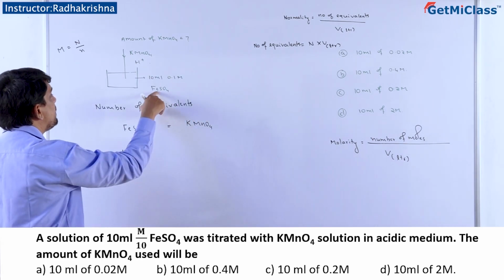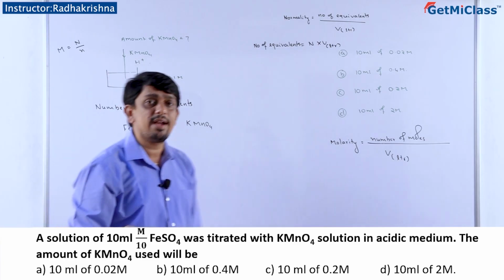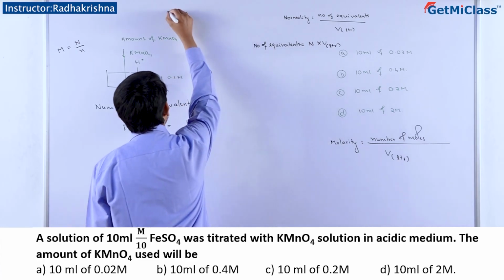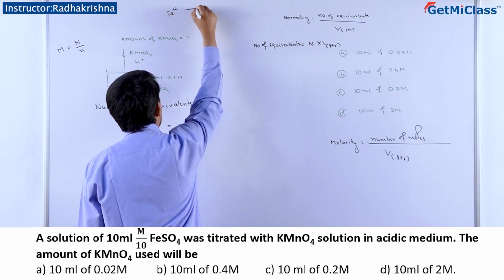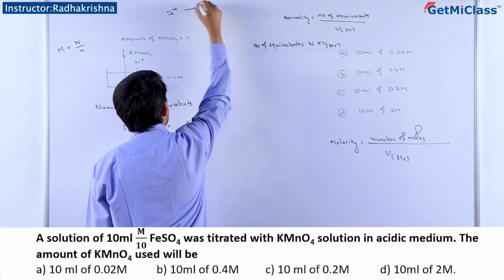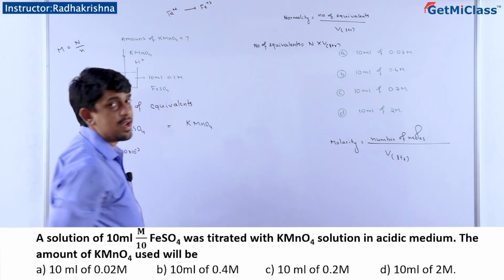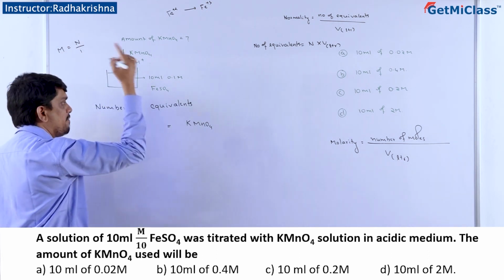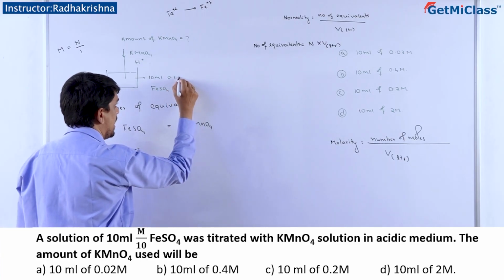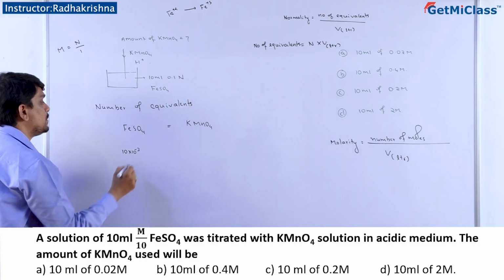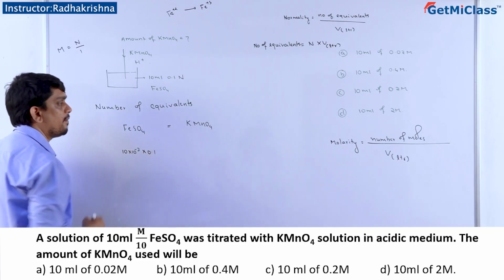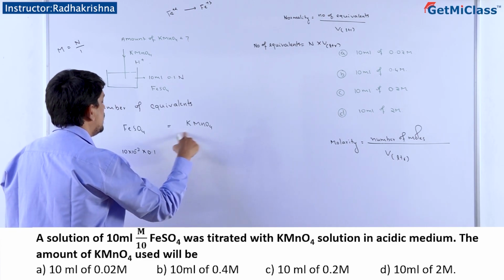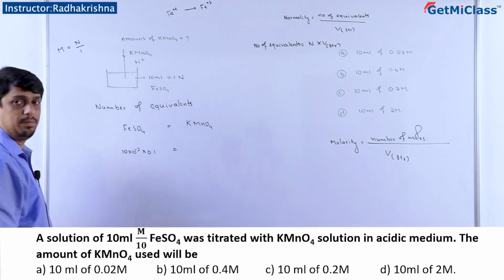Now, what is the valency factor of ferrous sulfate? Everyone knows that ferrous will undergo oxidation and become ferric, so ferrous after oxidation becomes ferric, meaning the valency factor, going from 2 to 3, is 1. So n is 1, which means molarity and normality values are equal. So 0.1 molar is 0.1 normal. Over this side, you are finding out the number of equivalents of KMnO4.